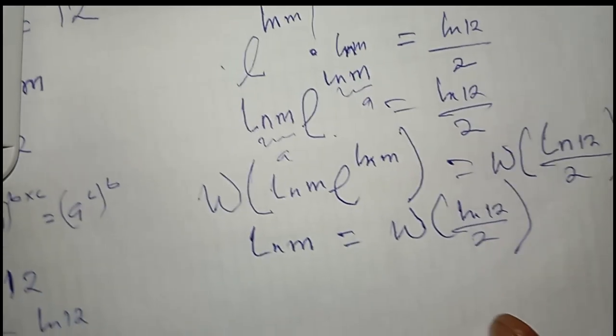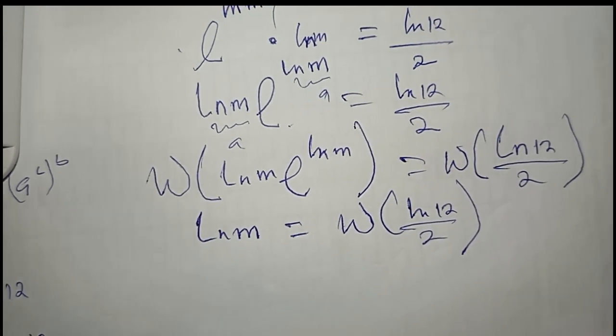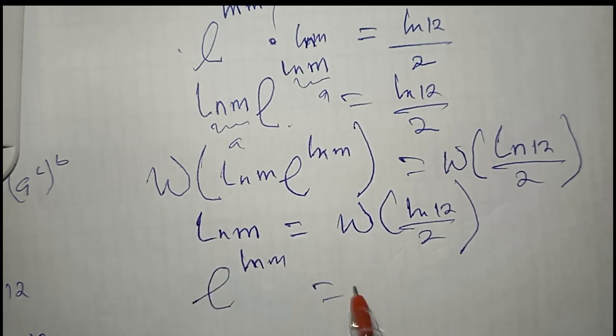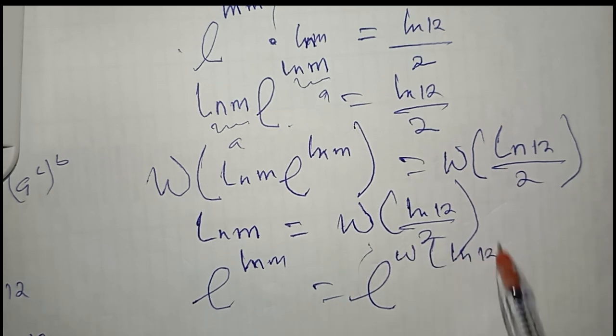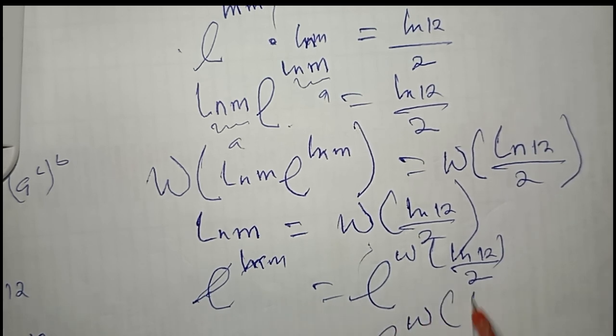Okay, so in order for me to get m, I am going to take the exponential of both sides. And if I do that, what I'm going to be having is exponential natural log of m is equal to exponential Lambert W function of the natural log of 12 divided by 2. Okay, so exponential natural log is equal to 1. 1 times m is equal to m. And of course, m is now equal to exponential Lambert W function of the natural log of 12 divided by 2.